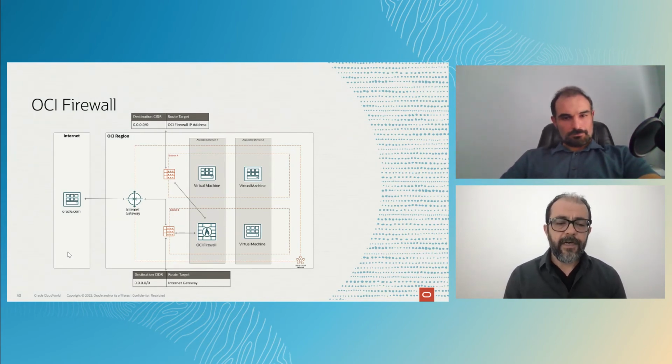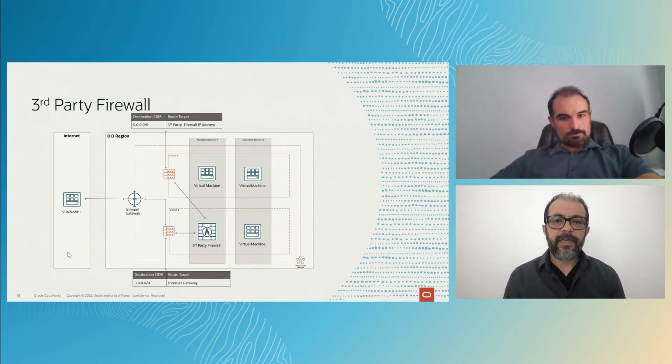When you compare this architecture with a third-party firewall, you will essentially see that the positioning of the firewalls are essentially the same. Although, again, one thing to keep in mind is the level of effort and the additional cost associated when leveraging a third-party firewall versus the OCI network firewall.